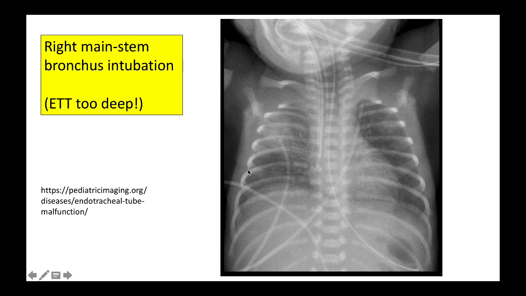And by the way, often when the tube is too deep, we would see a sudden increase of carbon dioxide if you got a gas. So think about ET tube placement if you ever see that on a gas, a sudden increase in the CO2. Again here, obviously we have to pull the tube back.